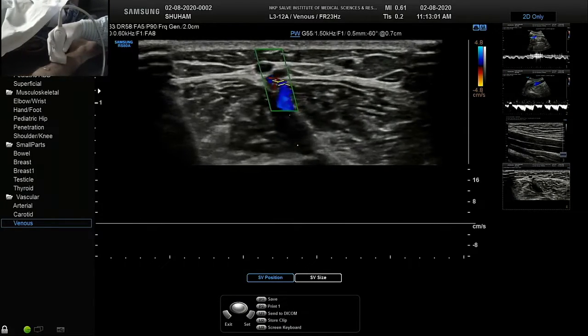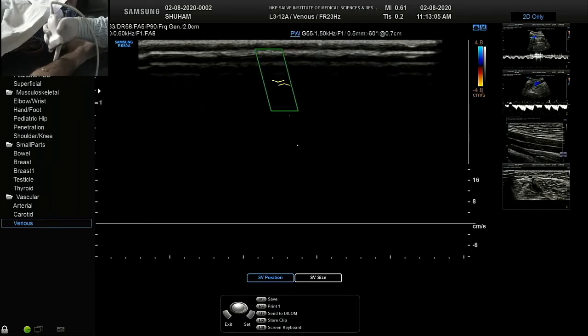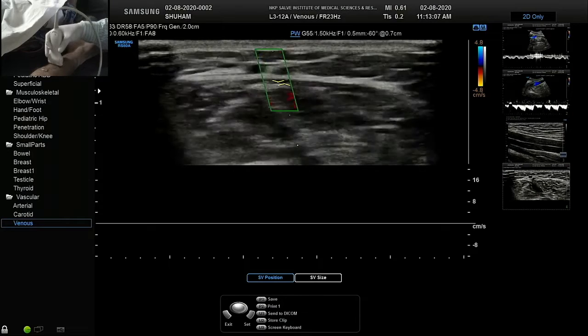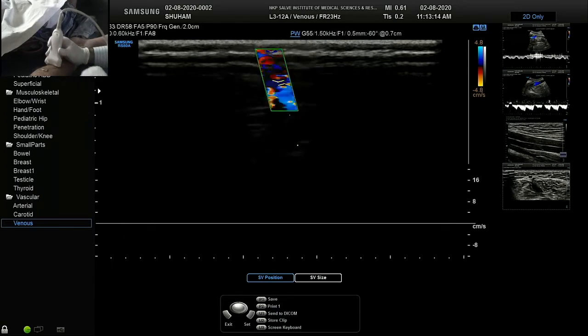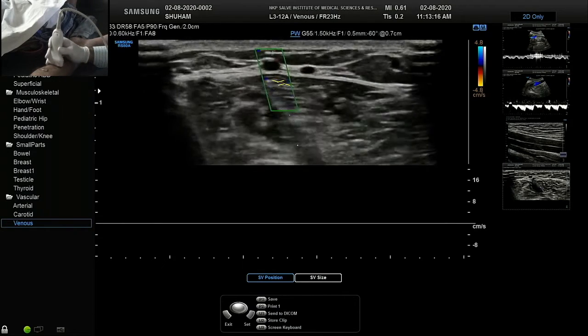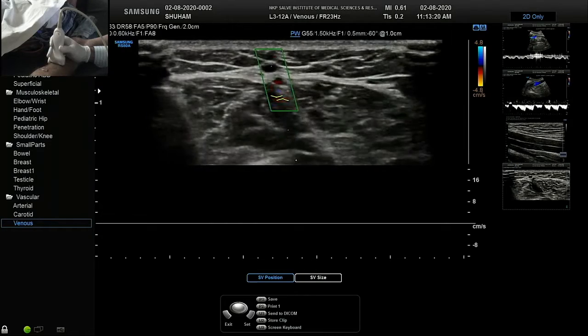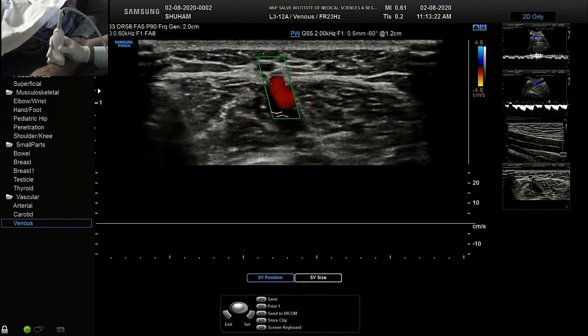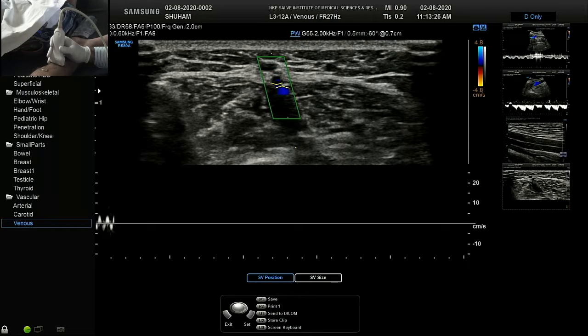Again my probe pressure is minimal. I have rested my ring finger here so that my probe pressure is minimal. Or I can rest my wrist here on the patient's leg or on the couch so that I don't get stressed out. So this is that area. Again we are seeing it on color. We'll try to see on spectrum what you are seeing.